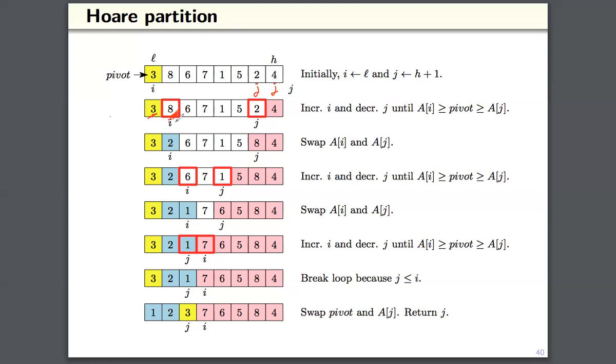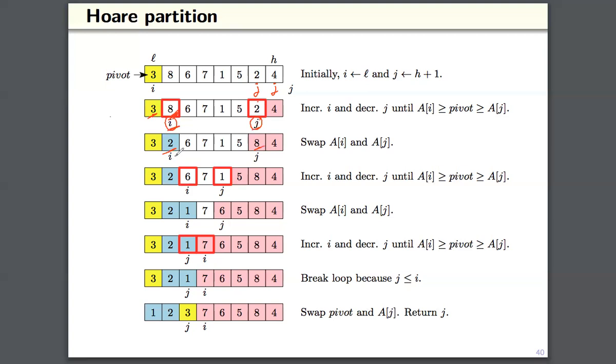What is the meaning of this? i stopped here, j stopped here. The left element is greater, the right element is smaller. This cannot happen, right? So we swap. Now we are swapping A of i and A of j. 2 goes here, 8 comes here.